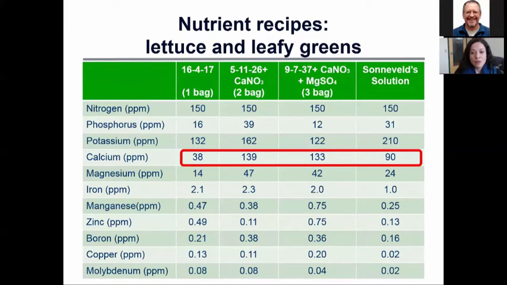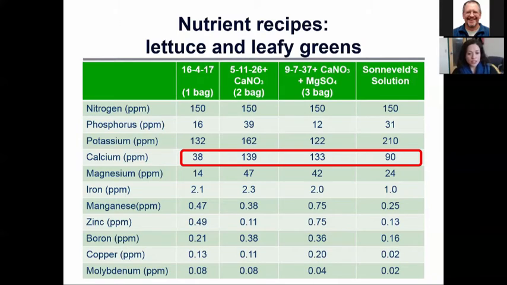So with that, we're going to move to more specifics on nutrient recipes. First, we're going to talk about lettuce and leafy greens, and then we're going to talk about tomatoes and vine crops. So if we look here, on that green row, we have the different options that are the most commonly used fertilizers for production of lettuce and leafy greens. All of them are very good and all of them will work, right?